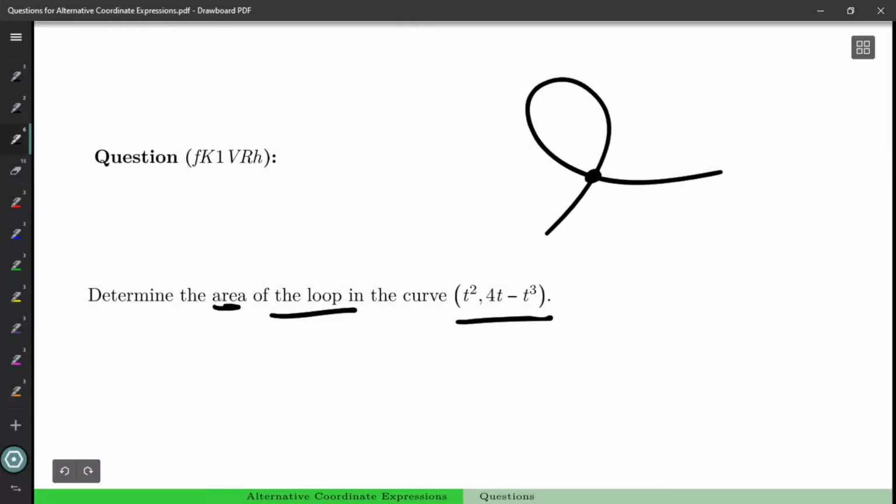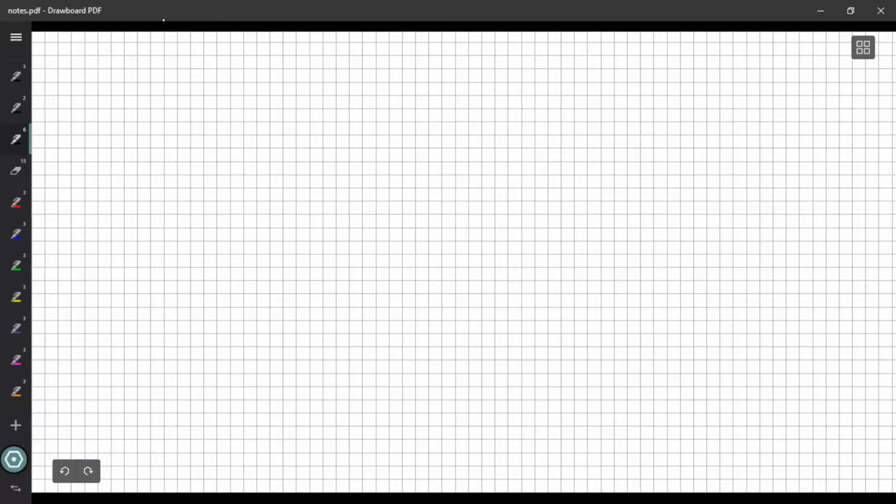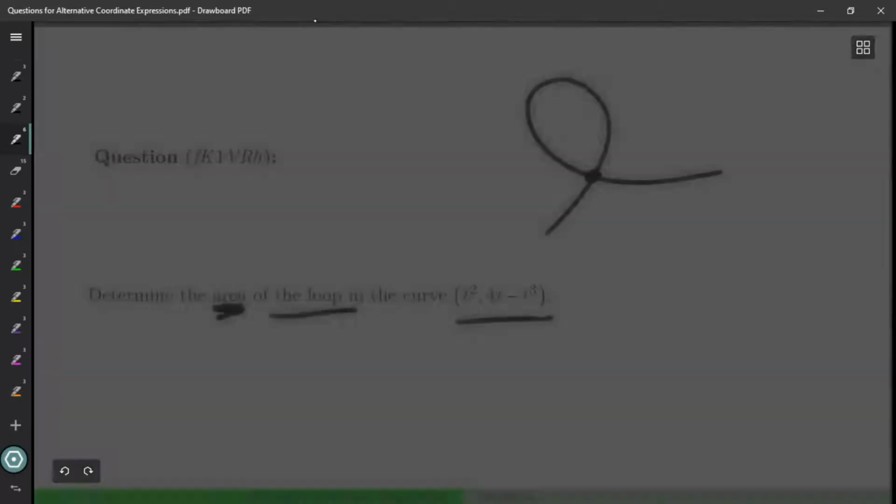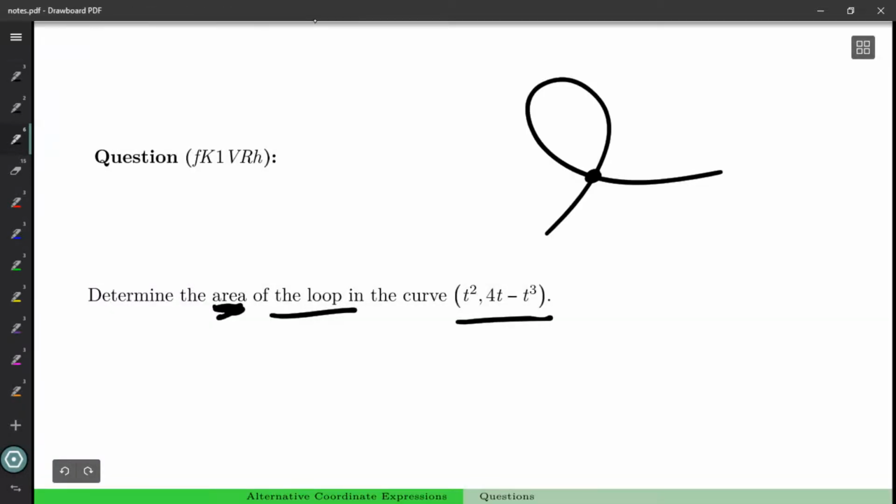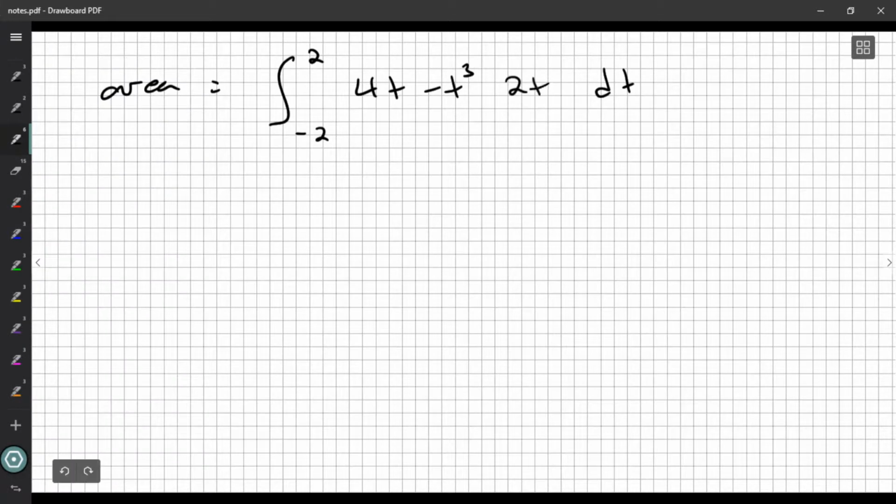We want the area. Okay, so we know how area works. Our bounds are minus 2 to 2. That's what we had to work out. And then we use the y-coordinate, times the derivative of the x-coordinate, which was t squared, so it becomes 2t.